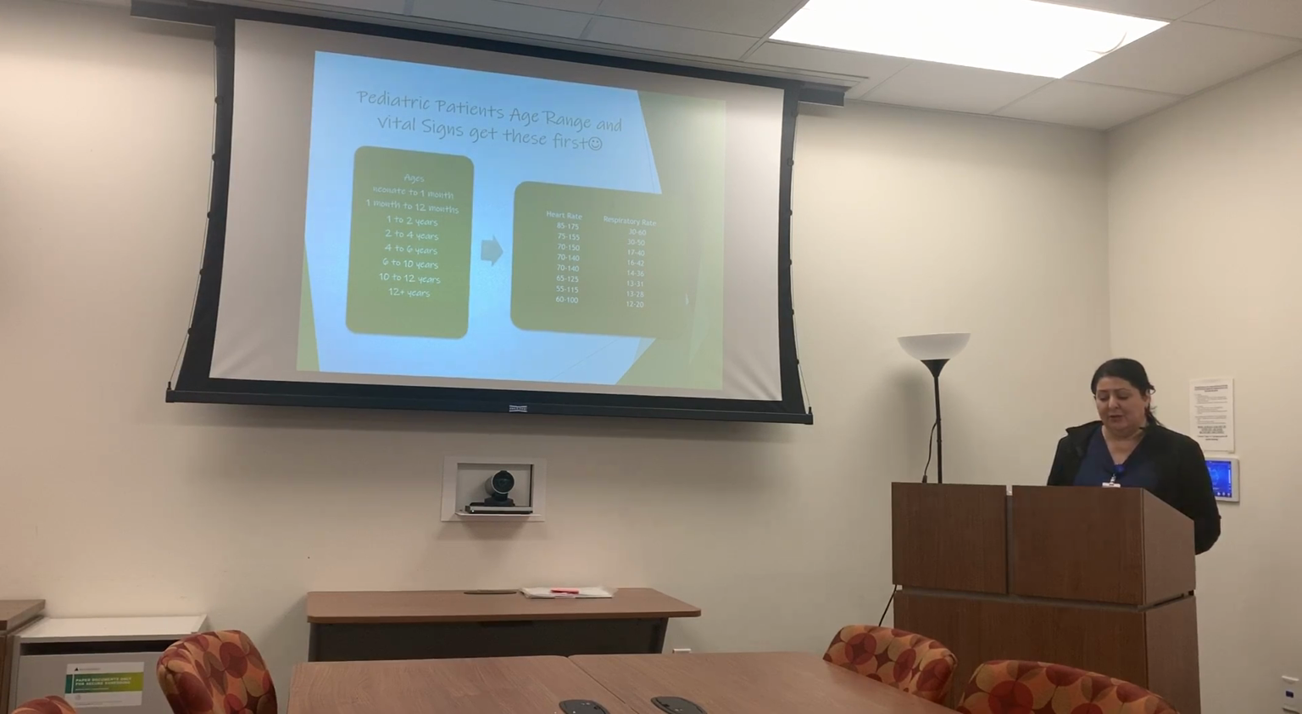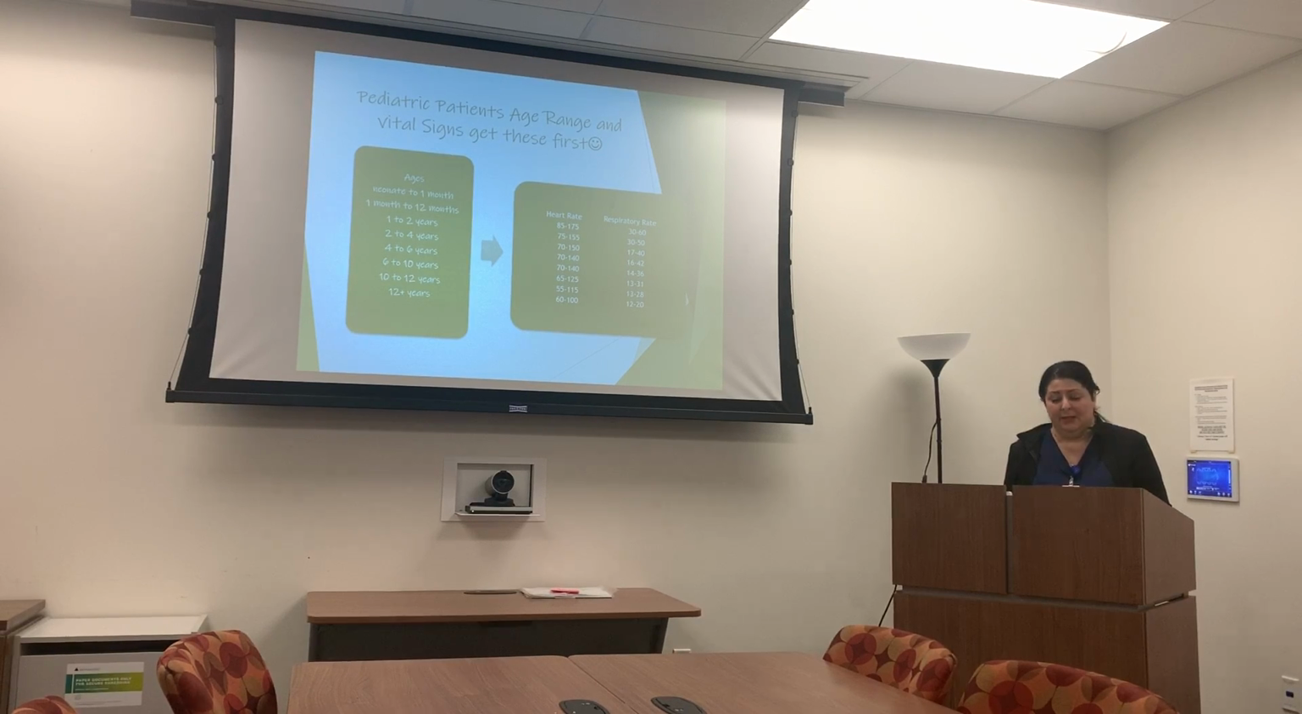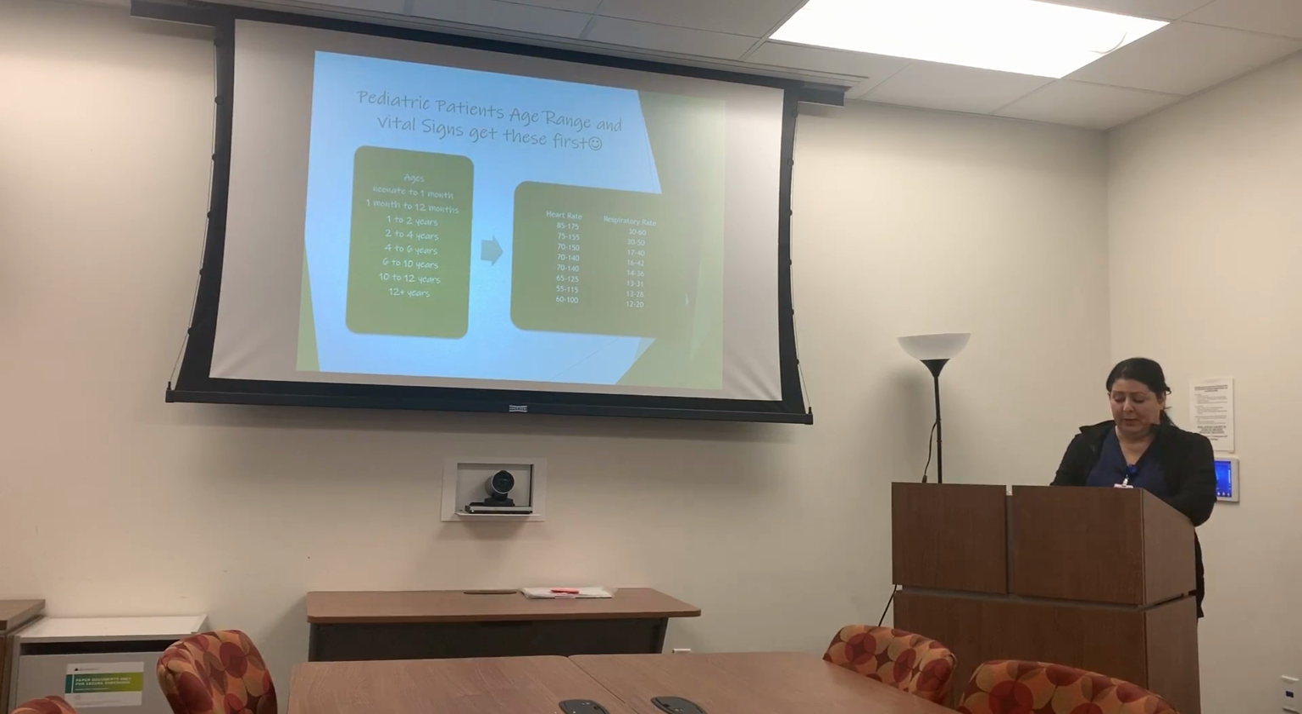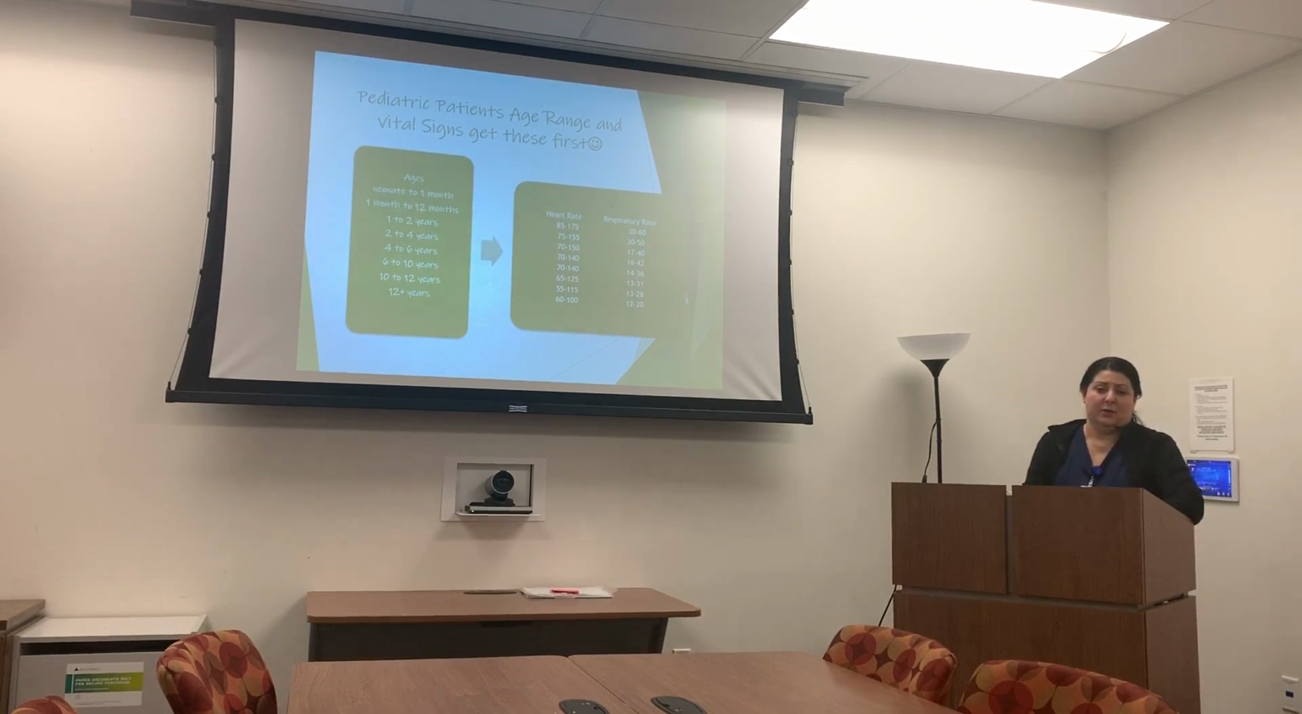Now, as you can see, if you go all the way down to 12 years of age, their heart rate is normal, 60 to 100, and their respiratory rate is 12 to 20, which is our normal rate. But when they're newborns, when they're neonates, when they're young children, their respiratory rates are much higher than ours. And then they start to slow down as they get older. They go from 30 to 60, 30 to 50, 17 to 40, 16 to 42, all the way until it gets to the normalized adult age from 12 on, all the way to 12 to 20 respiratory.